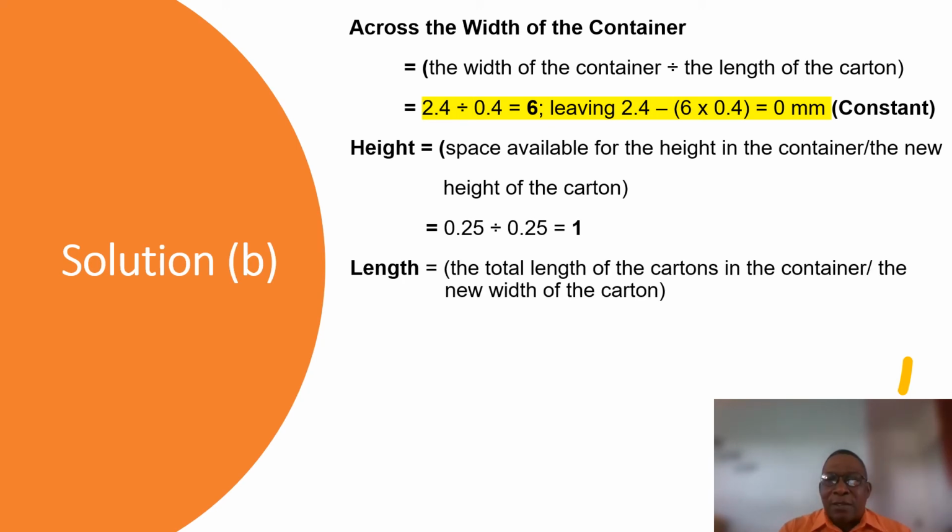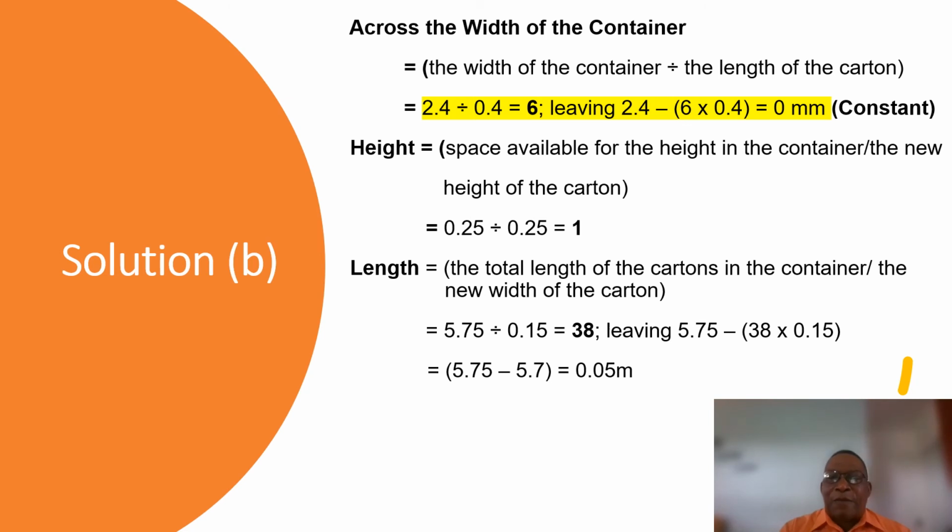Let us look at the length. The total length of the carton in the container, as we said, represented 5.75. And we also have that to be divided by the new width of the carton. Therefore, 5.75 divided by the new width, which is now 0.15, gives us 38 with a small increment remaining. 38 times 0.15 would give us 5.7, and the full length was 5.75.